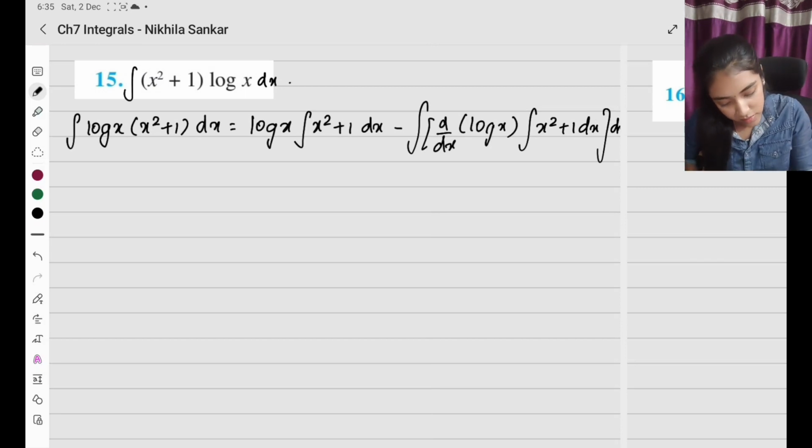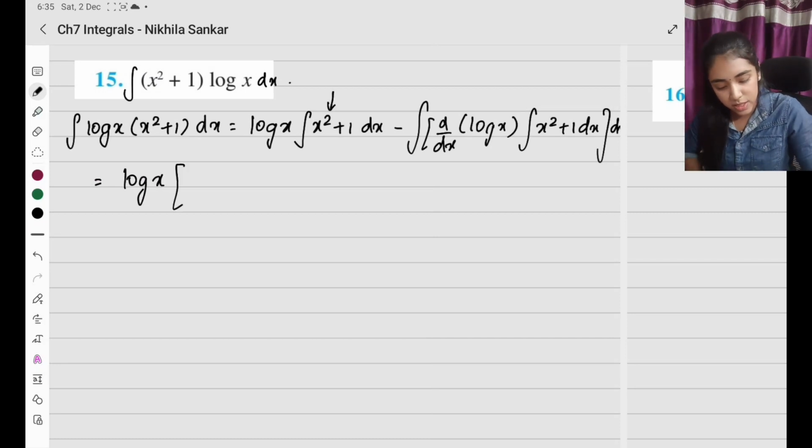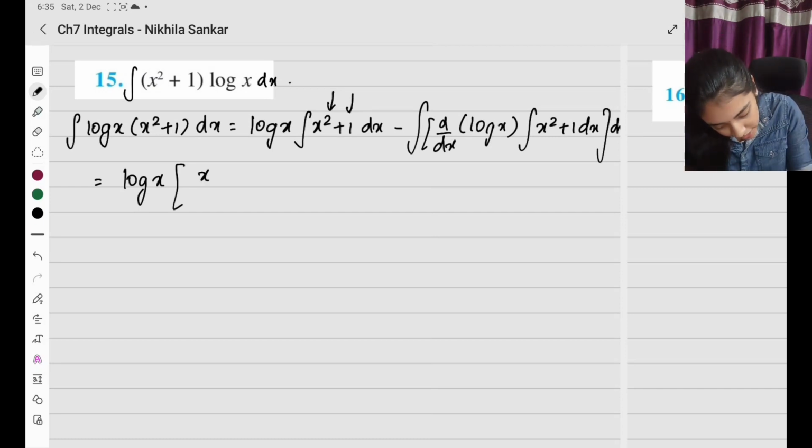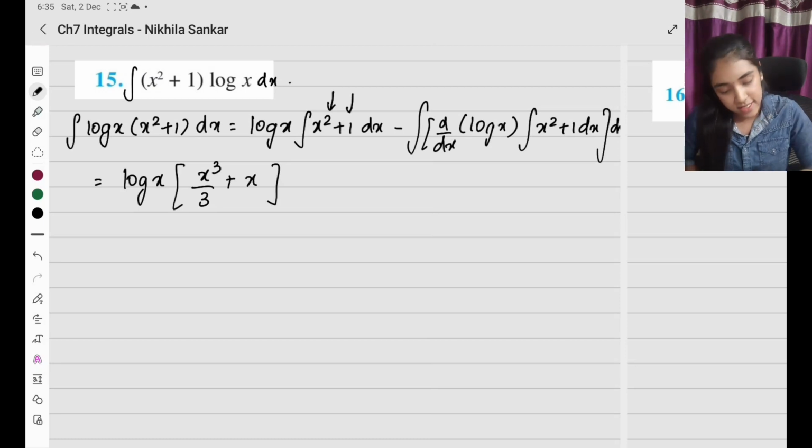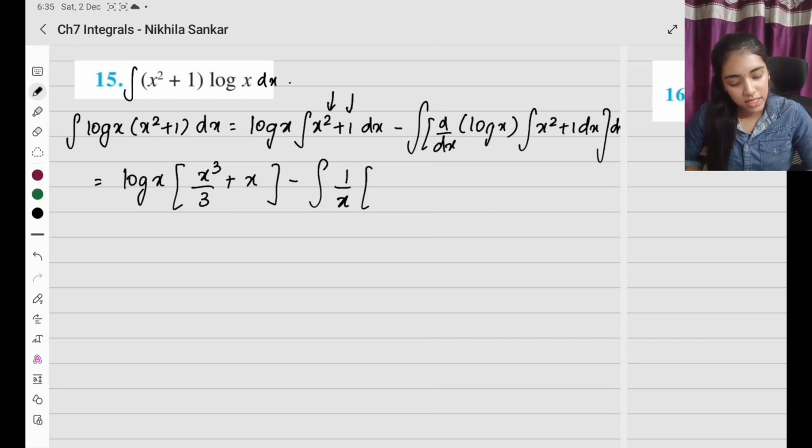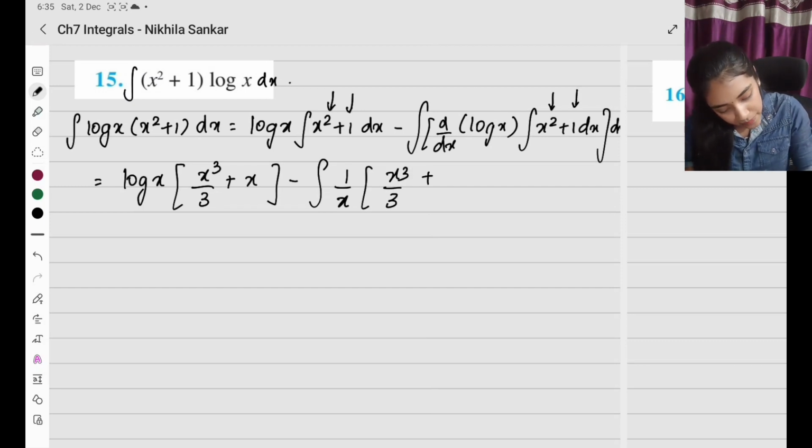Okay, so this is going to be log x times open a bracket rendu function irukilla x square plus 1 irukku, two different functions. So when you integrate that, x square integrate panna x cube by 3 plus 1 integrate panna x. புரியுதா? integration la நிறைய பண்ணிருக்கோம். So இது புரியணும். Integral d by dx of log x is going to be 1 by x. Open the bracket. Inge again you have two different functions. So again you have x cube by 3 plus x times dx.